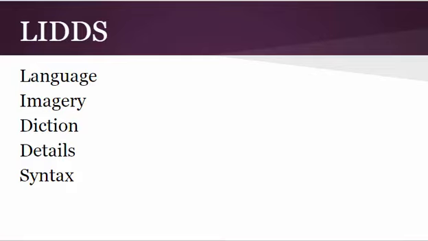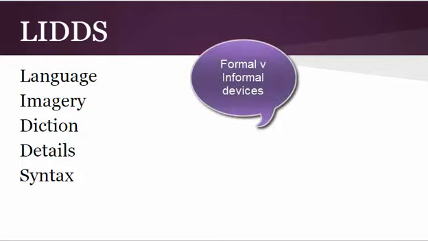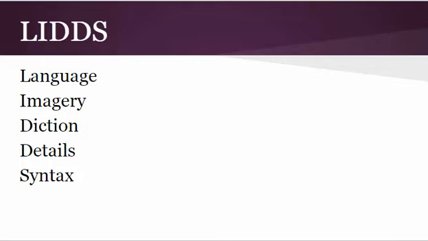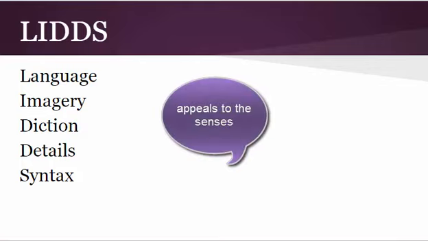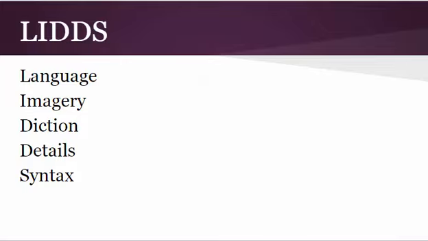The first thing you want to review before the assignment are your LIDS devices: language, imagery, diction, details, and syntax. So language, you're looking at formal versus informal language, personification, hyperbole, idioms, those types of things. Imagery is going to be very specific details that give colors, sounds, taste, feel, anything that accommodates the senses. And so a lot of times metaphors and similes will also be under imagery, even though they could be language, but they usually add to an imagery passage.